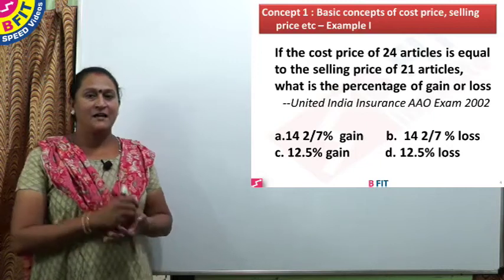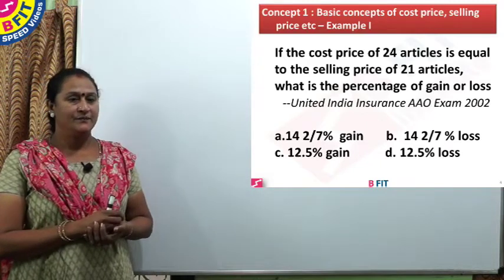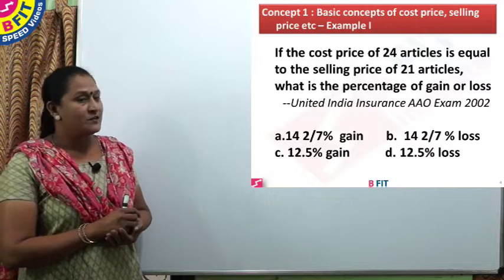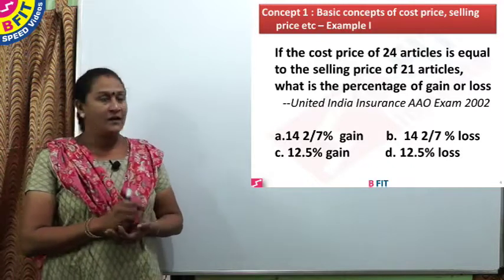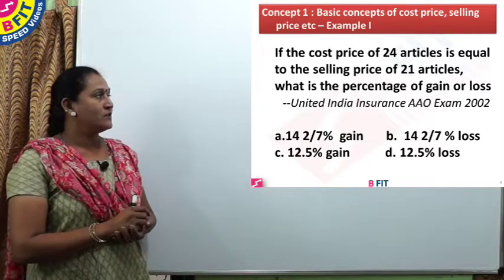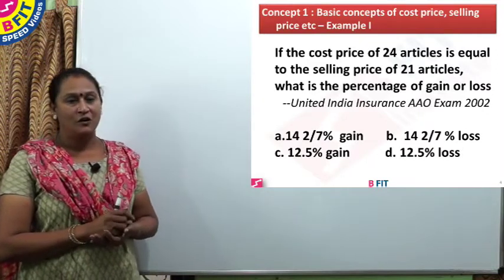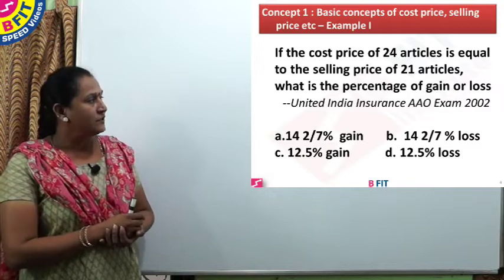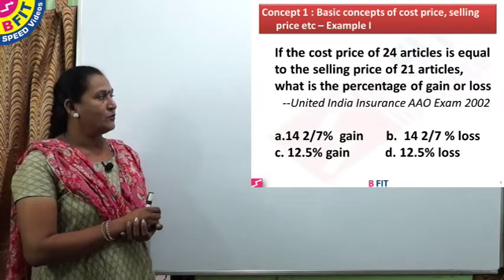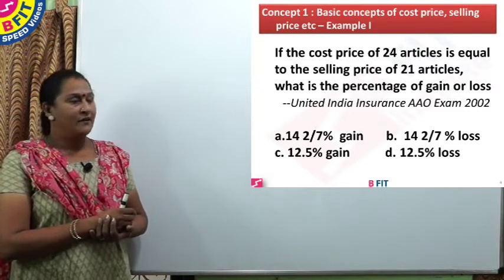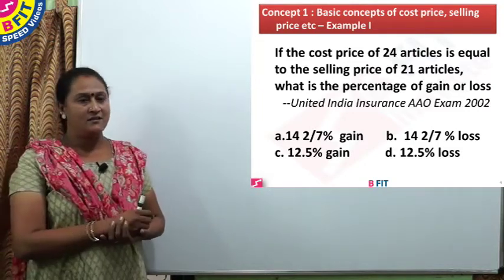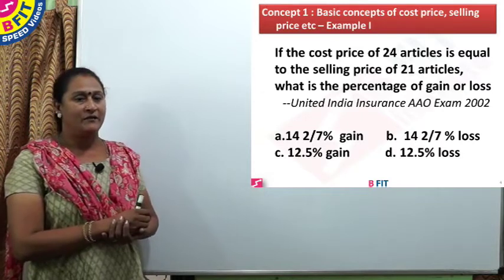We'll see the first example. The question is: if the cost price of 24 articles is equal to the selling price of 21 articles, what is the percentage of gain or loss? This question was asked in the United India Insurance AAO exam 2002. In this question they have given that the cost price of 24 articles is equal to the selling price of 21.